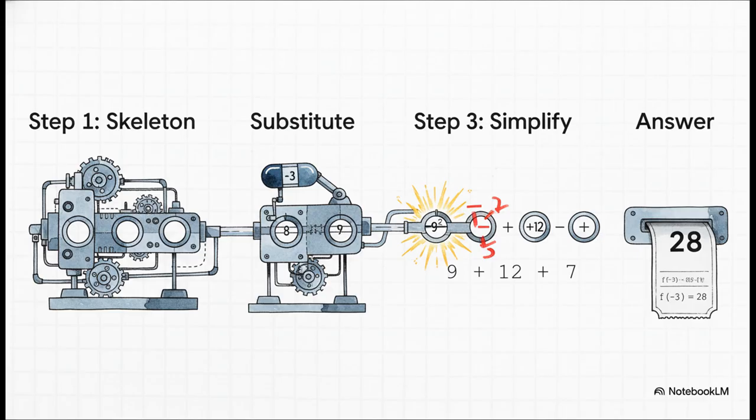And look, see how that keeps the negative sign safely tucked inside when we square it? That's key. So, -3 squared becomes +9. -4 times -3 is +12. You add it all up, and boom, our answer, f of -3 is 28.